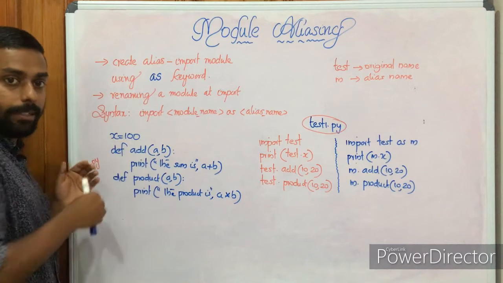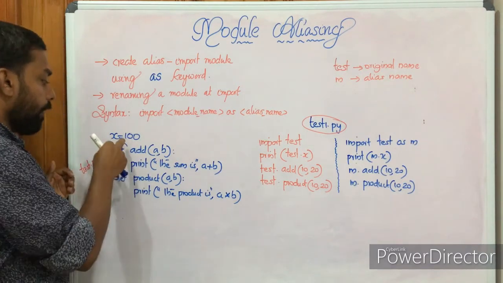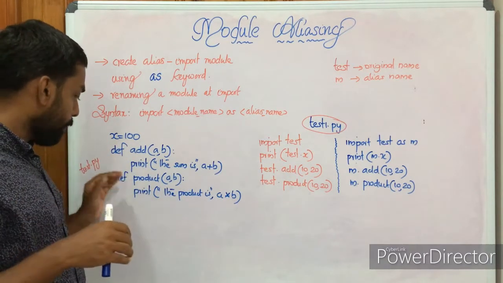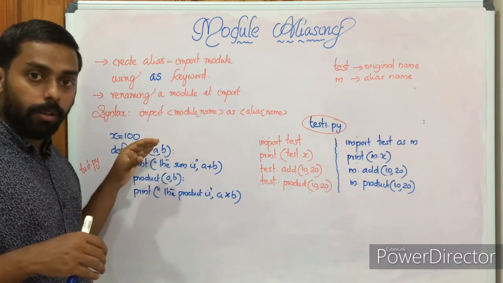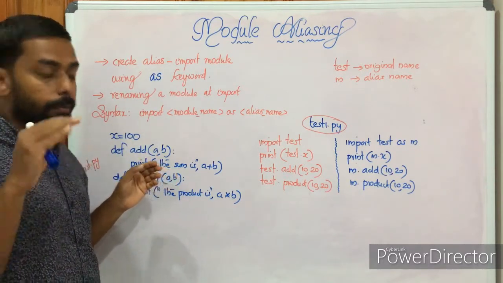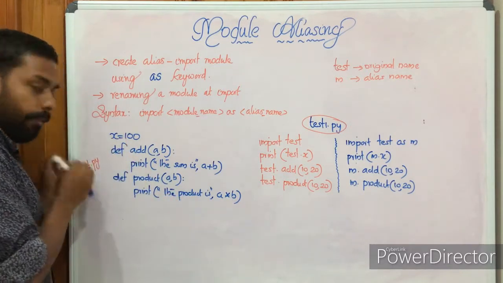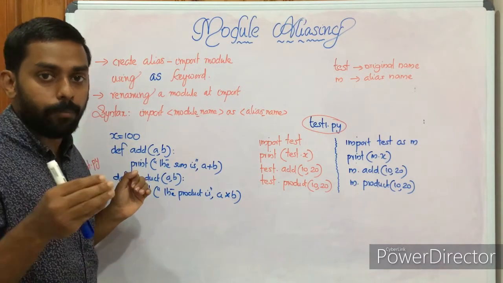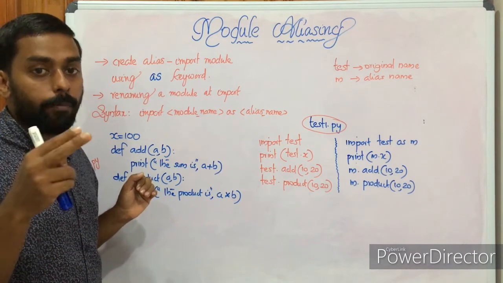We have an example here. Our program is test.py, with x equal to 100, def add(a, b) which prints the sum a plus b, and def product(a, b) which prints the product a into b. So we have a module with a global variable x and two functions, for performing addition and multiplication.